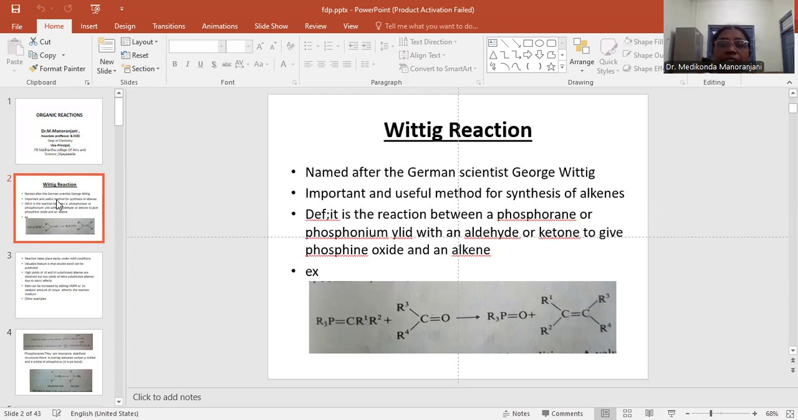Now let us see the definition. It is the reaction between a phosphorane or phosphonium halide with an aldehyde or ketone to give phosphine oxide and an alkene. In the given equation, you can see the phosphorane. It is reacting with the ketone to give phosphine oxide and an alkene.